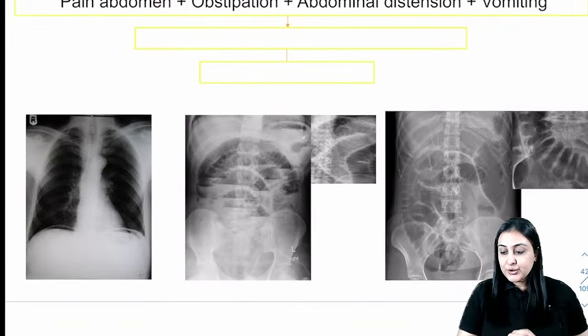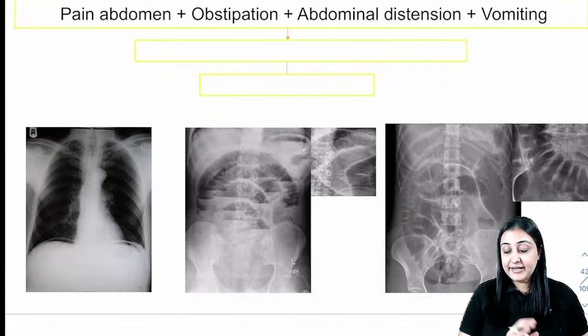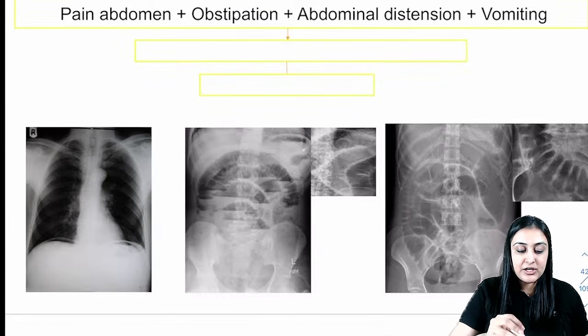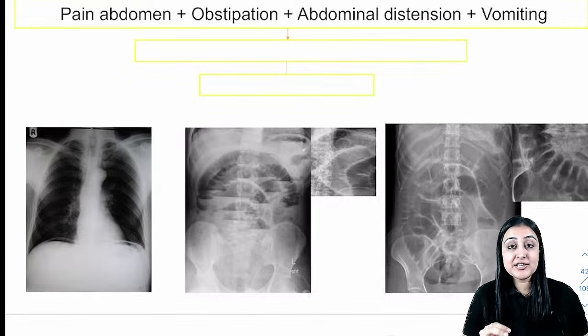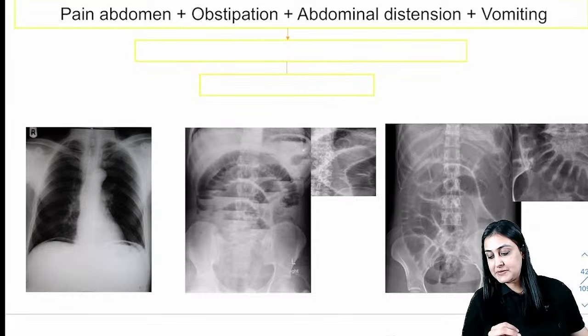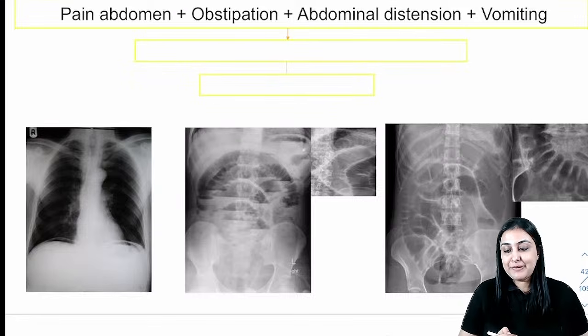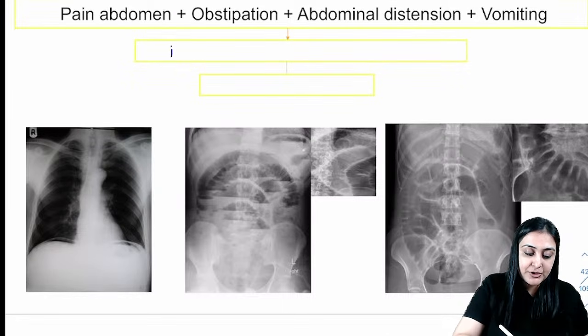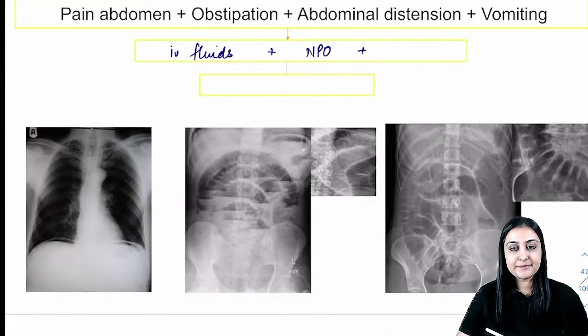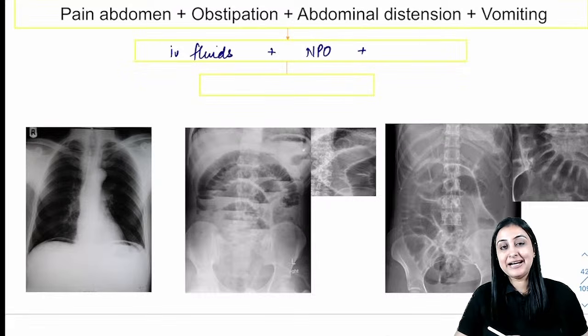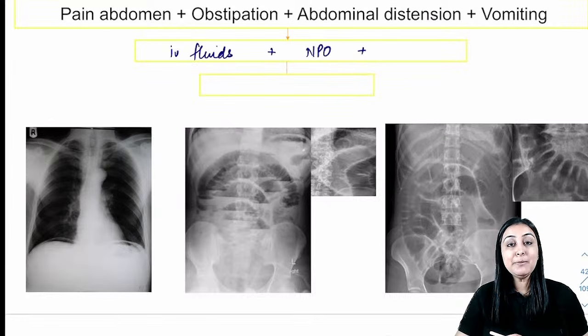Okay, so going into the next topic, intestinal obstruction. Whenever they give you the history of pain abdomen, obstipation, abdominal distension and vomiting, what will you do first? First, we want to manage this patient. So first, I want to give IV fluids. Second, do you want to keep this patient NPO or send him for dinner? We don't want to send him for dinner, because his intestine is obstructed, and if he eats, his intestine may perforate. So we keep him NPO.